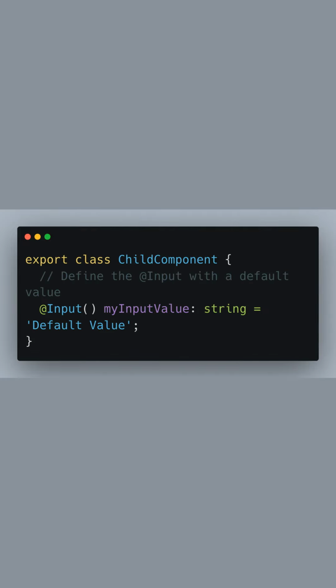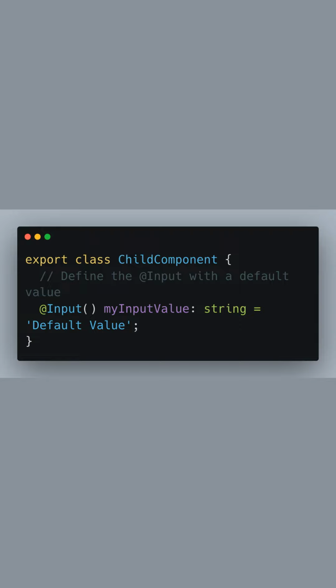Now we define the child component class. Inside this class, we create a member with the Input decorator. This is crucial because it tells Angular that the myInputValue property can be passed down from a parent component. We're setting myInputValue to have a default value of 'default value'. So if the parent doesn't supply a value, Angular will use this default value instead.